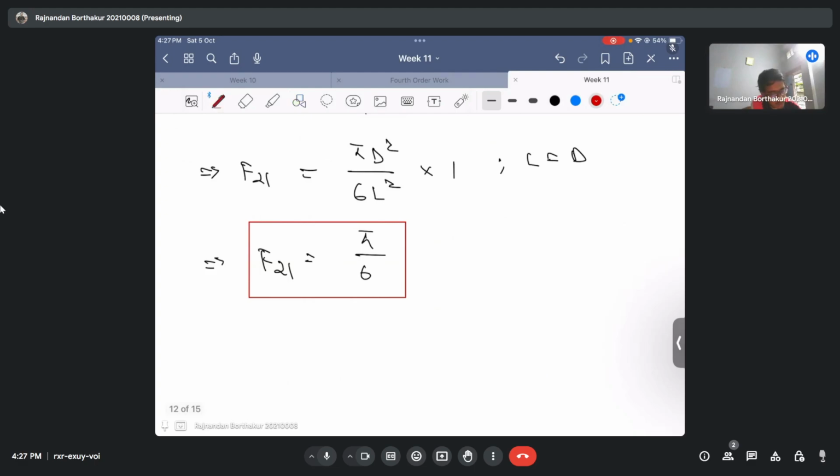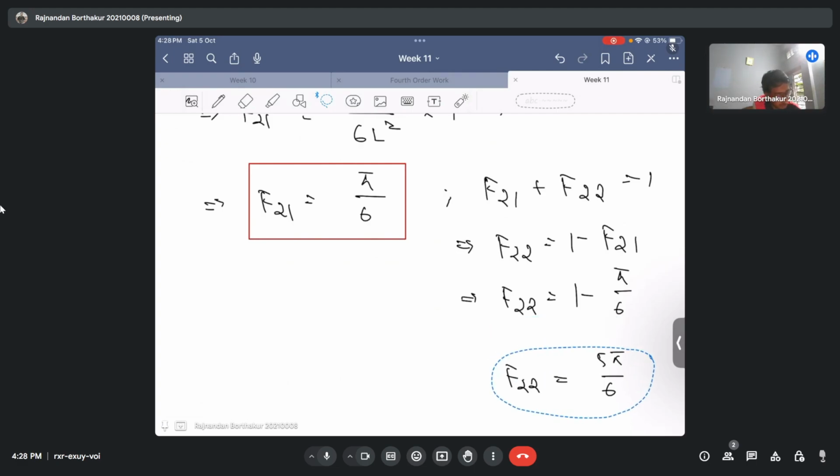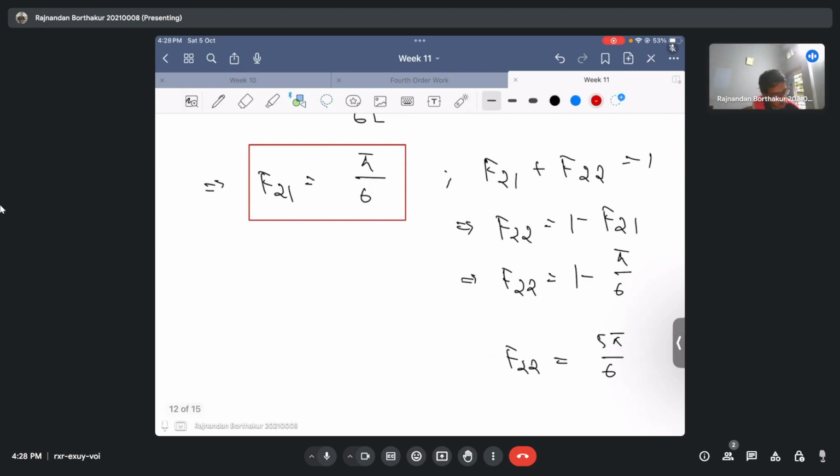Also, just by using the summation rule for the second surface, you can argue that F21 plus F22 is equal to 1, and F22 is nothing but 1 minus F21. Then F22 becomes 1 minus pi by 6, which is equal to 5 pi by 6. This is the other view factor F22. Although the question has asked just to calculate F12 and F21, in general, these are all the view factors possible from this given scenario.